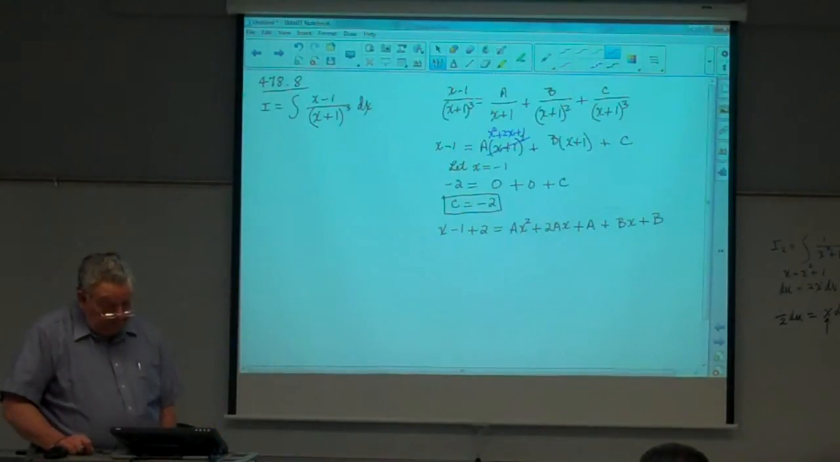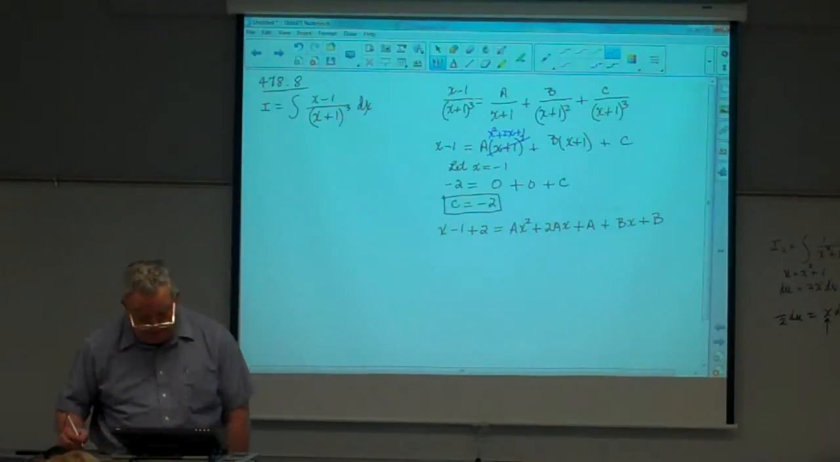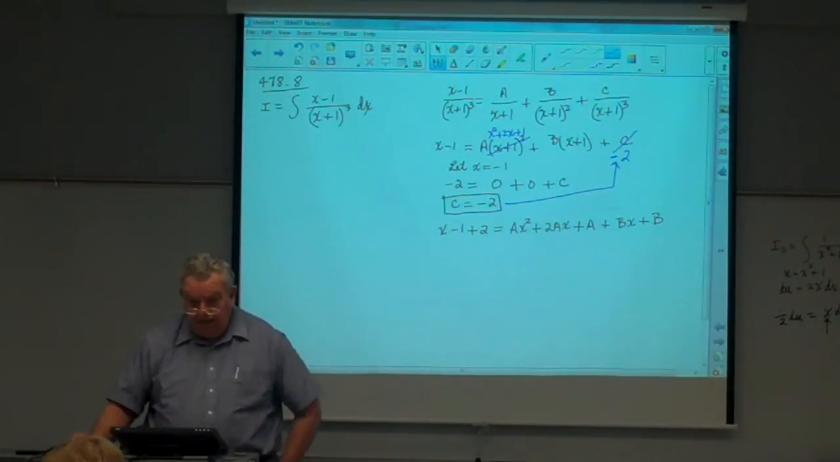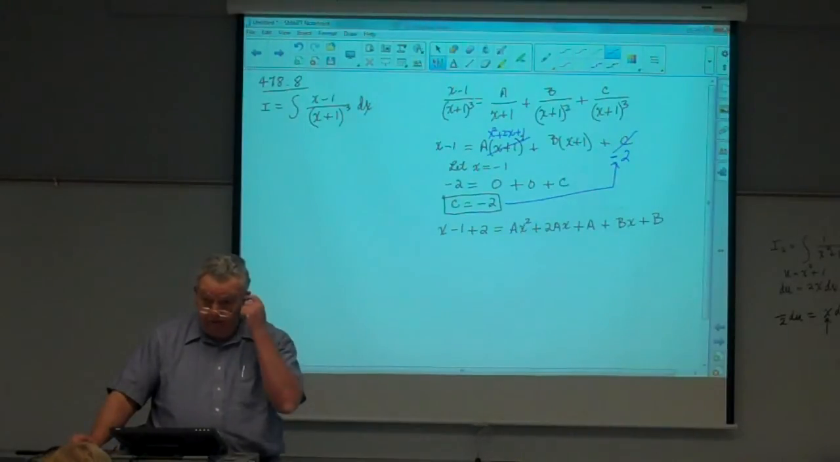Everybody agree? Where'd you get the +2 on the left side? He brought the... You got two. I put a 2 right there, a minus 2 right there, and then when I moved it to the other side, it's a +2. Mm-hmm.